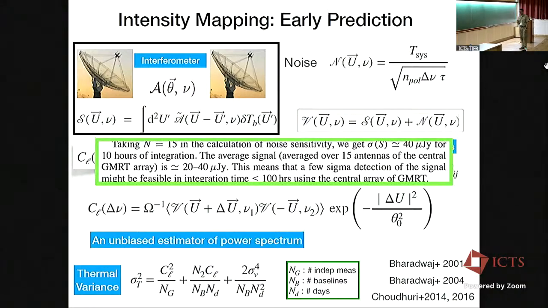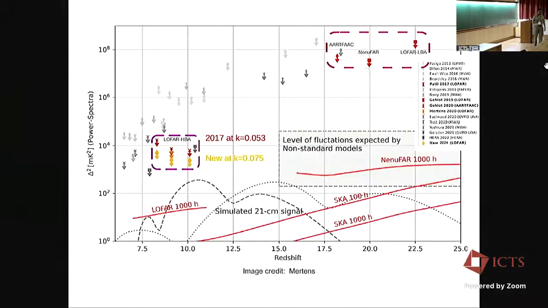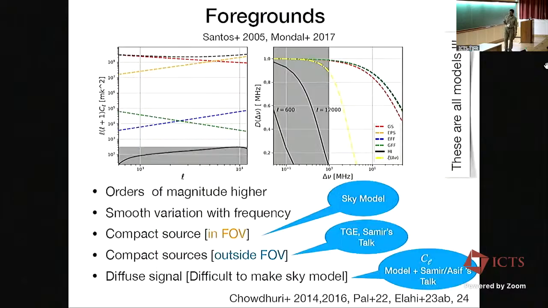Now, with this in mind, 20 years back, it was predicted that 100 hours of GMRT observation would detect the signal. And we all know that has not happened yet. This summarizes why it has not happened and what the present status is. You have already seen this picture twice since the morning, so I will not go into the detail. We all understand that it is right now limited by systematics.